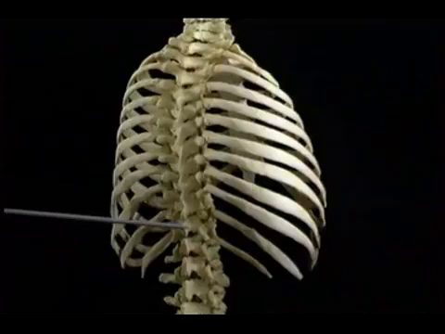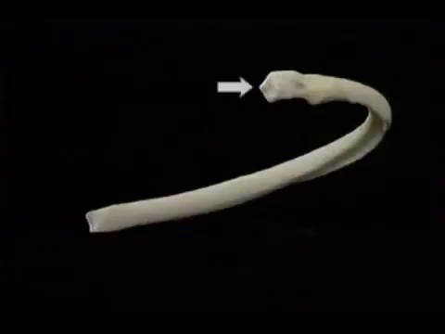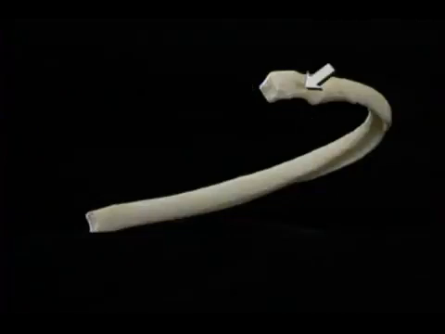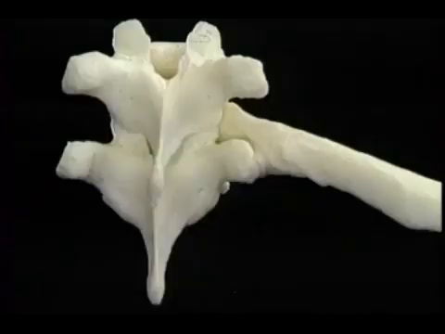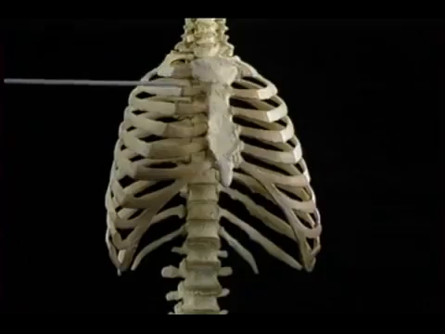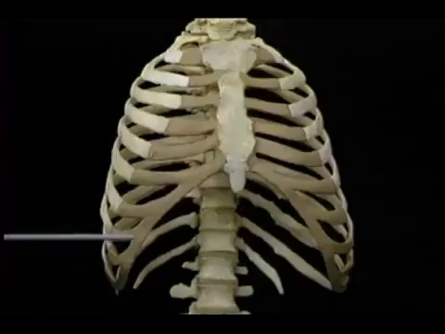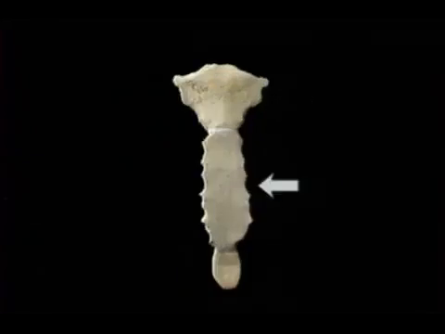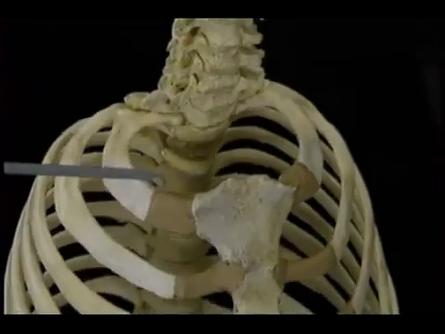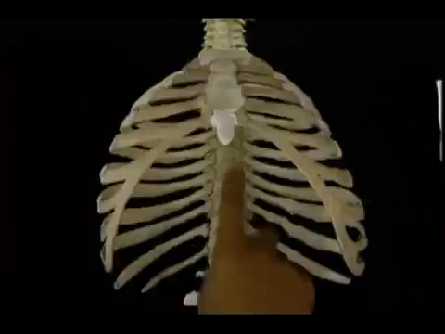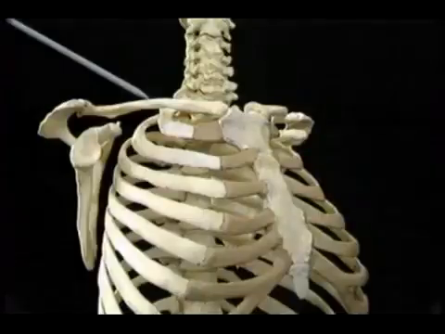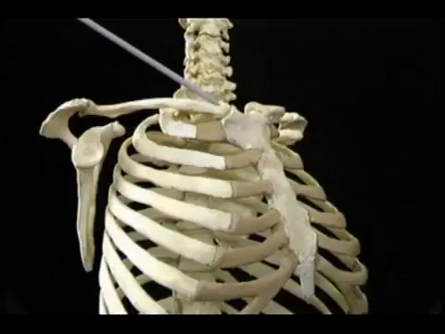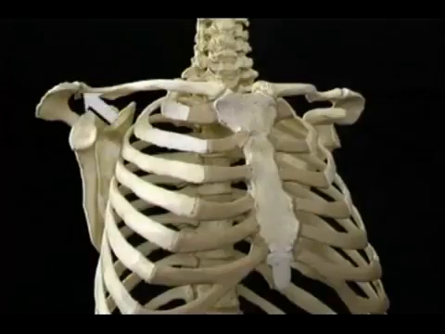Here are the thoracic vertebrae and the ribs. Here's the head of the rib, the tubercle, the neck, and the angle. Here's the costovertebral joint and the costotransverse joint. Here are the costal cartilages. Here's the costal arch. Here's the sternum, the manubrium, the body, and the xiphoid process. The upper thoracic aperture and the lower thoracic aperture. Here's the clavicle, the scapula, the sternoclavicular joint, and the acromioclavicular joint.